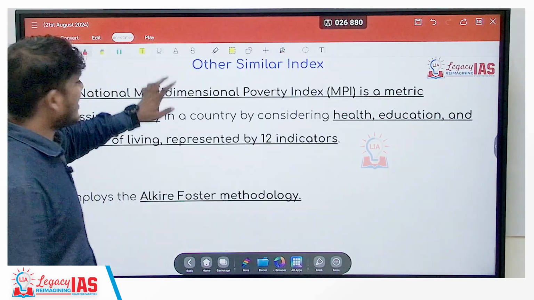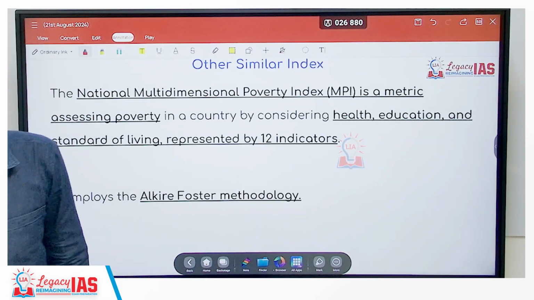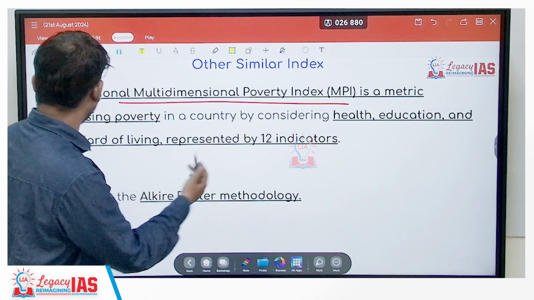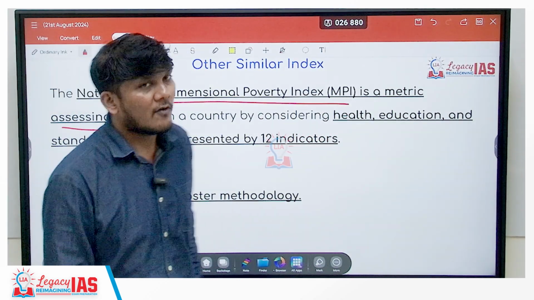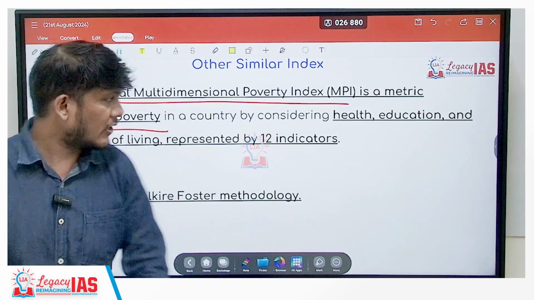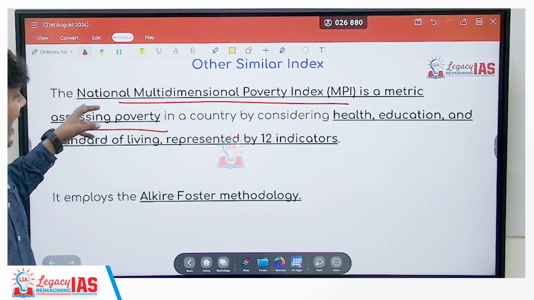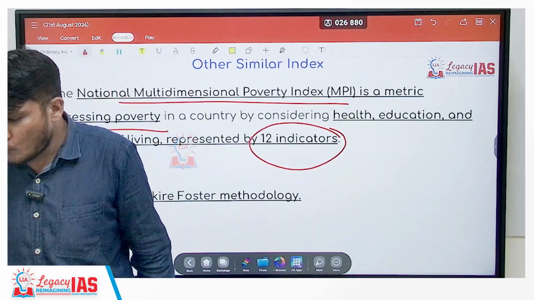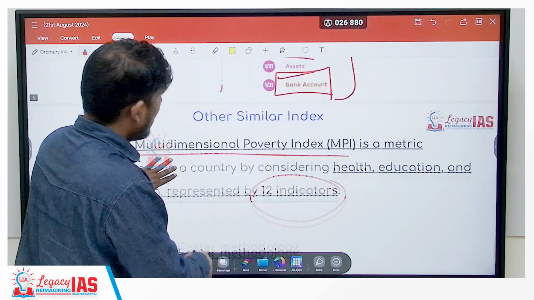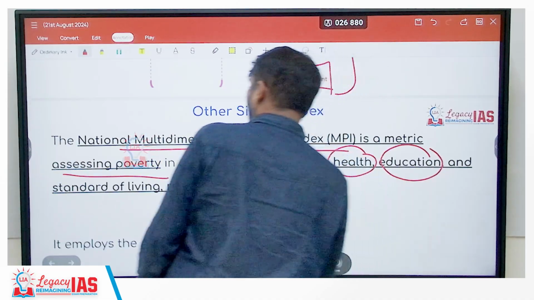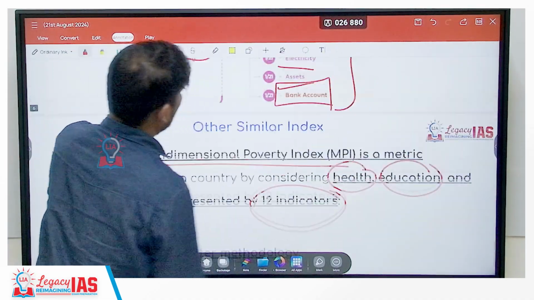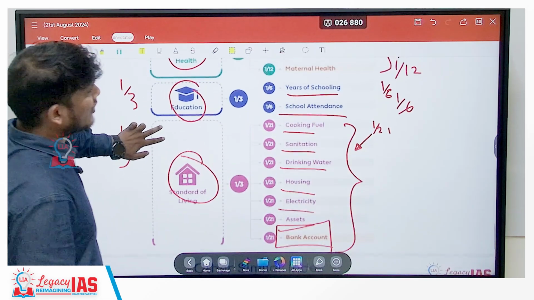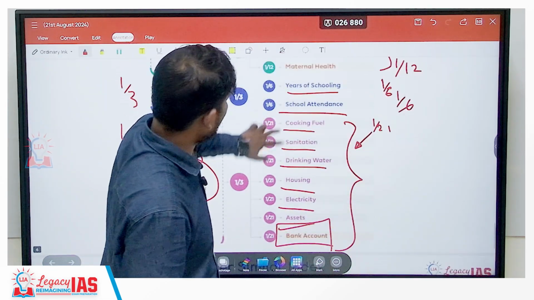Of course, a similar index which I have been talking about since the beginning is the multidimensional poverty index, which is a metric to assess poverty in a country. It again considers health, education and standard of living, represented by 12 indicators. So you can see how similar it is. Health, education and standard of living, representing 12 indicators. Here also health, education and standard of living. The only difference is the number. Here it is 3 plus 7.